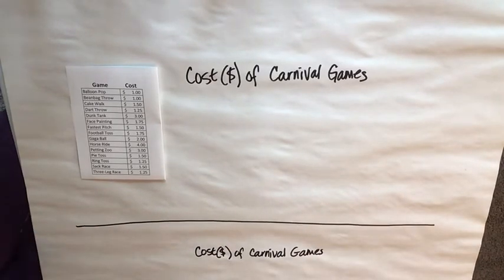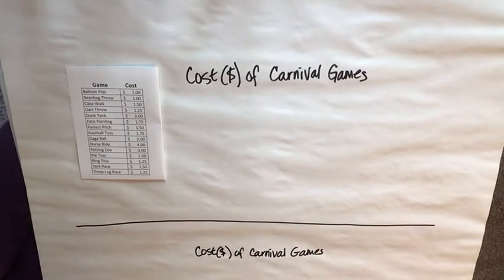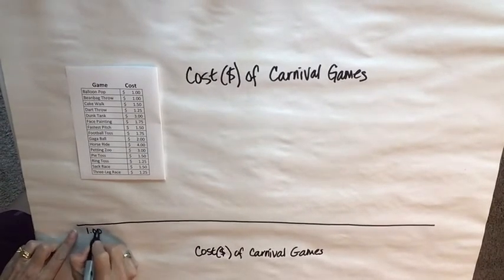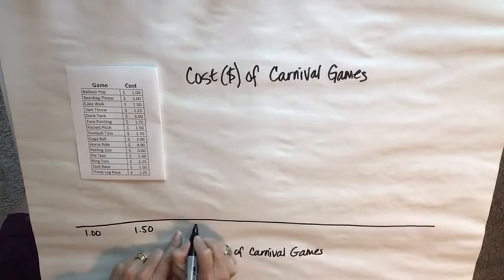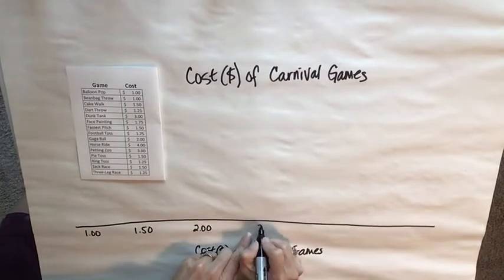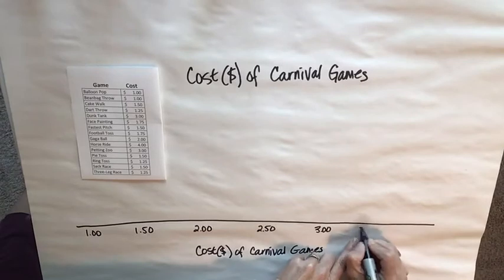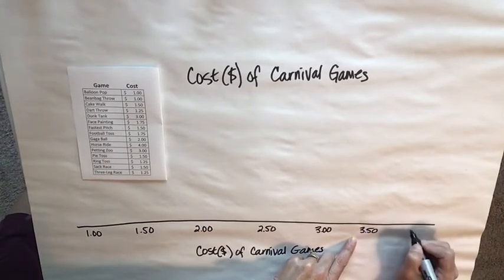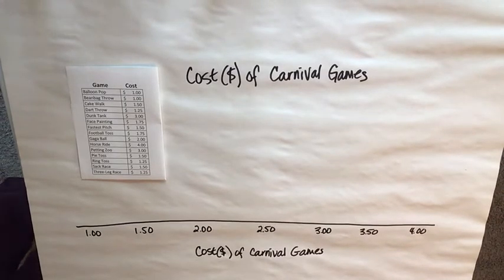So like the shoe size dot plot, we're going to skip some numbers and be able to figure out what number is in between. So we're going to start with $1 and we're going to count by 50 cents. $1, $1.50, $2, $2.50, $3, $3.50, and $4. And we're going to allow our key to equal one dot is one game.